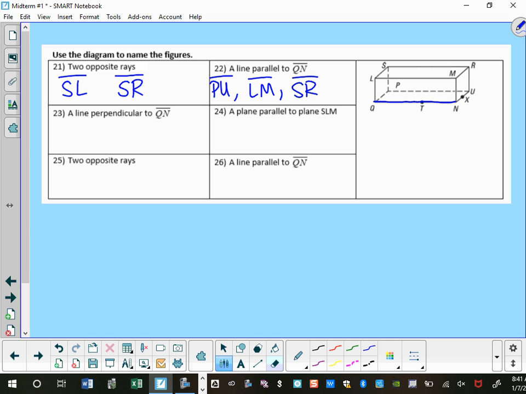Alright, so this one I made a mistake and I forgot to delete these two. So cross out 25 and 26, same exact thing. And then circle 23 and 24. Those are the ones for your homework.